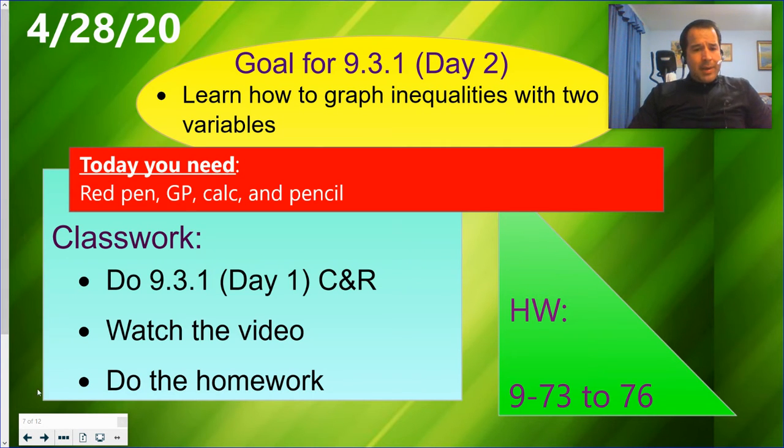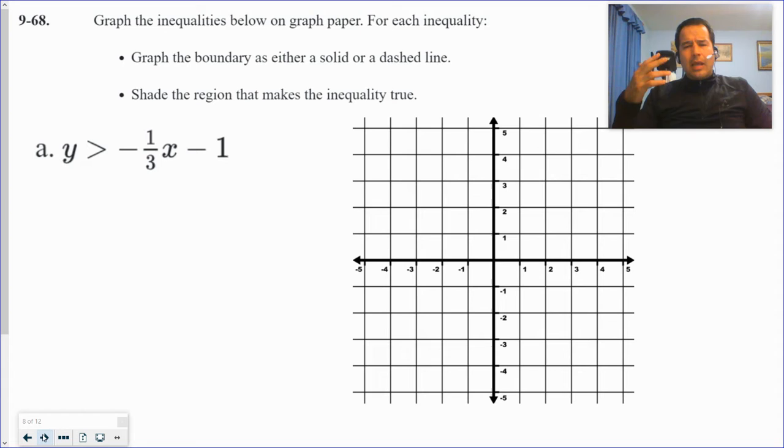Okay? Let's begin. We have a series of problems. It's only about 3 problems. It's not going to take too long, 4 problems. And I'm going to have you pause after every single one just so you can do the work. So graph the inequality below on graph paper. For each inequality, graph the boundary as either a solid or a dashed line.